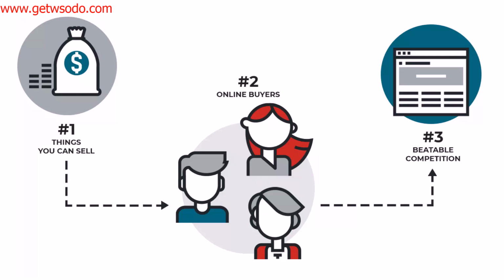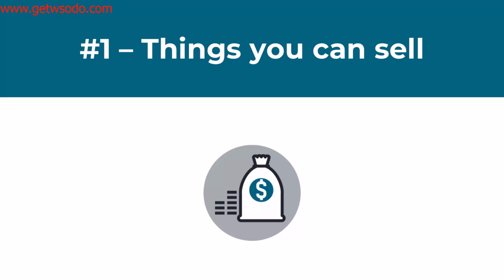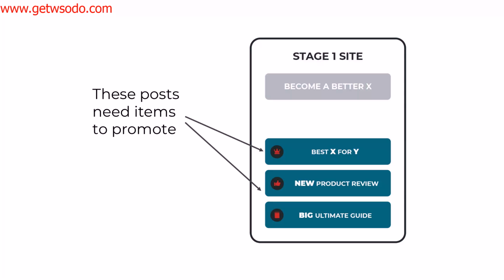And that's why I want you to spend a lot of time in keyword and niche research, because picking your battles is the key to success in this process, especially early on. So now let's zoom into these 3 factors I just talked about, and let's start with the things you can sell. As I said, in stage 1 sites, you will be recommending products to make money through affiliate marketing.